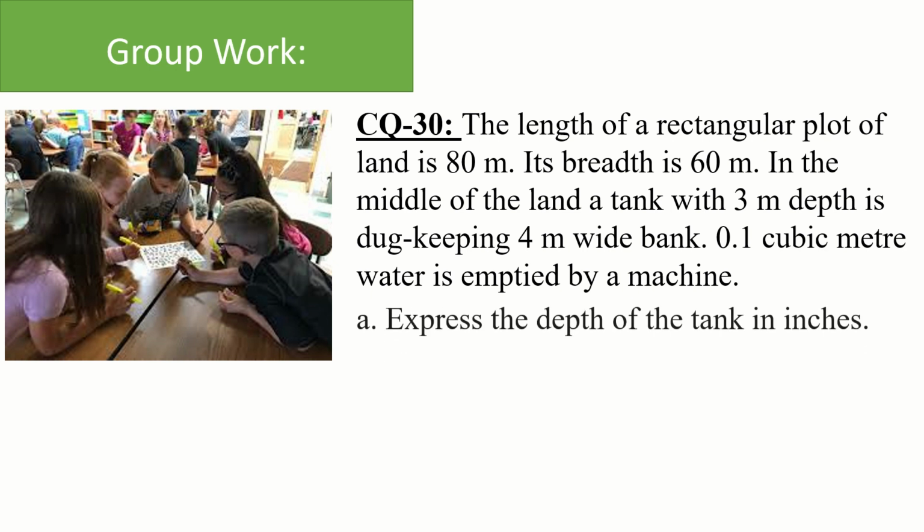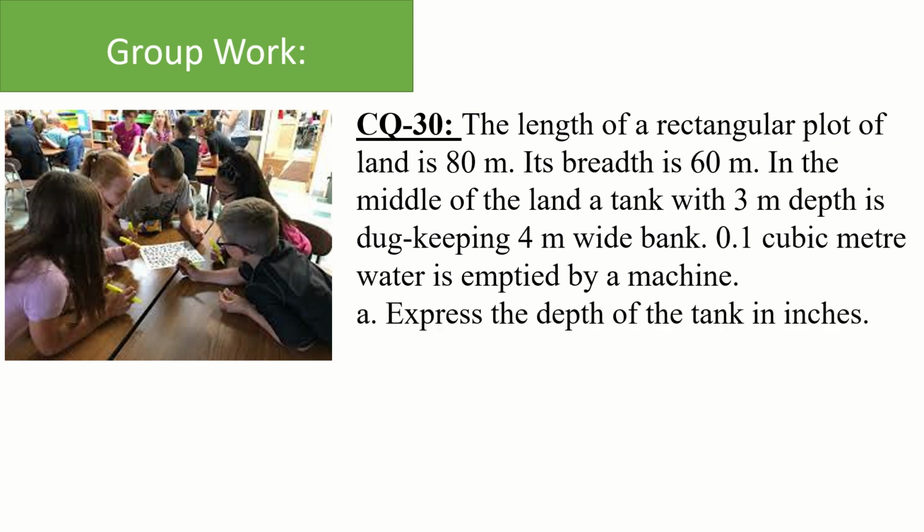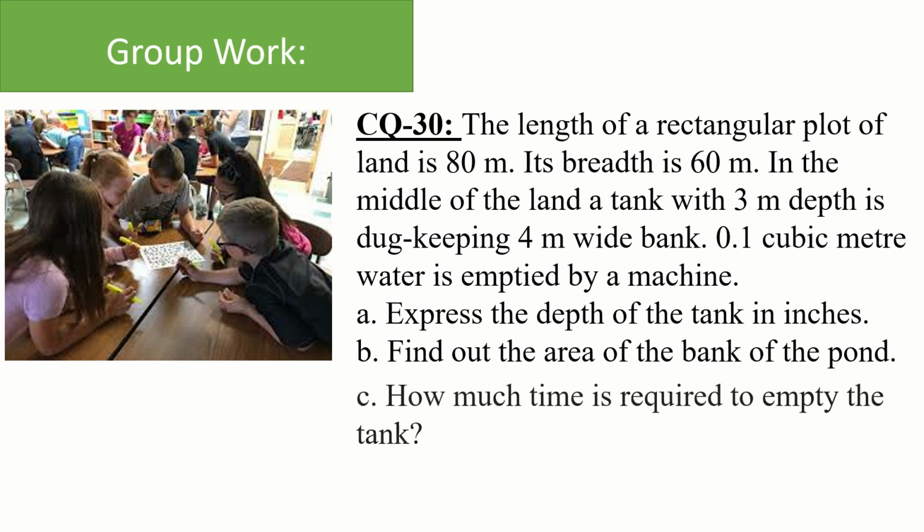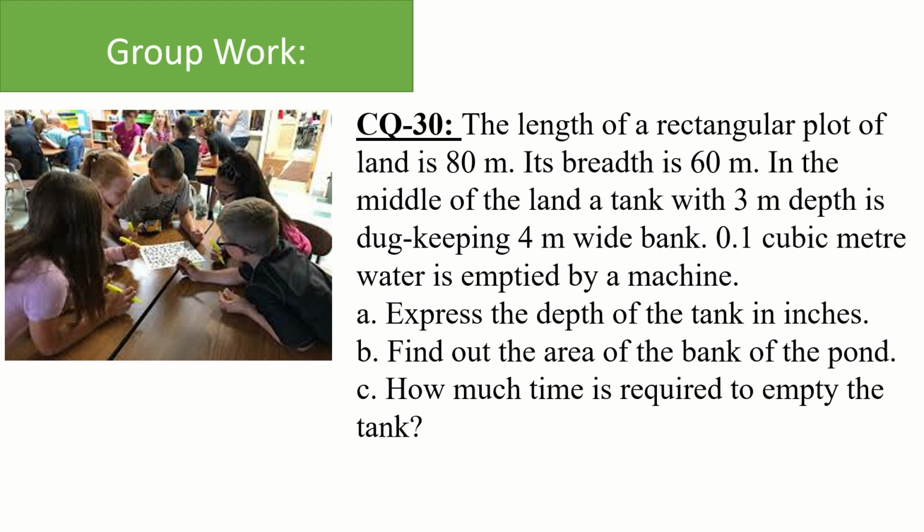Clear? A number: express the depth of the tank in inches, as here the depth is given in meters. So we know 1 meter is equal to 39.37 inches. So after multiplying 39.37 into 3, you will get the required result. Clear everyone? Okay. B number, find out the area of the bank of the pond, like number 14, everyone will try. And C number is like number 27, that we have solved a few minutes ago. Clear?